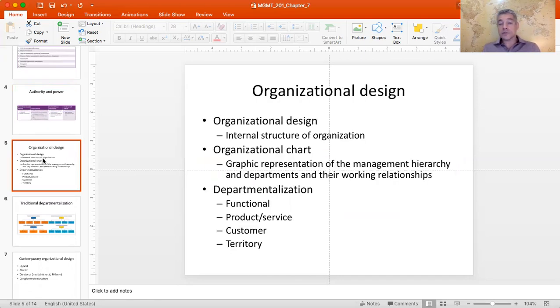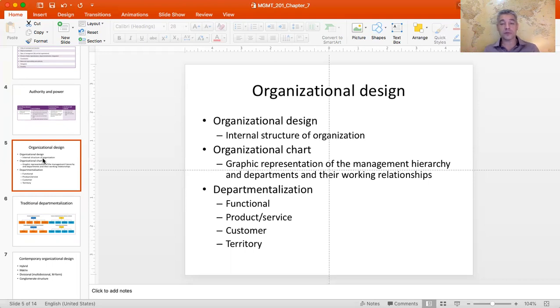In terms of organizational design, so first of all, what is it? It's basically the internal structure of the organization. And the best way to think about it is to imagine an organizational chart. You've all seen them multiple times, right? Those boxes and lines that essentially represent who reports to whom within the company. And it shows you how departments are organized. It shows you the working relationship between the departments.